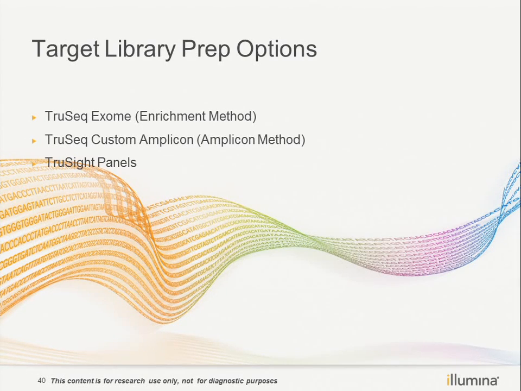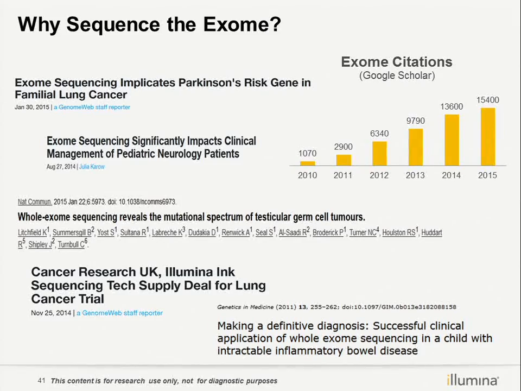So let's see the exon kit first. Why do we need to sequence the exon? Exon only occupies less than 2% of the human genome, but it contains more than 85% of the disease-related region. So it becomes more and more popular. We can see the trend from the paper citations.